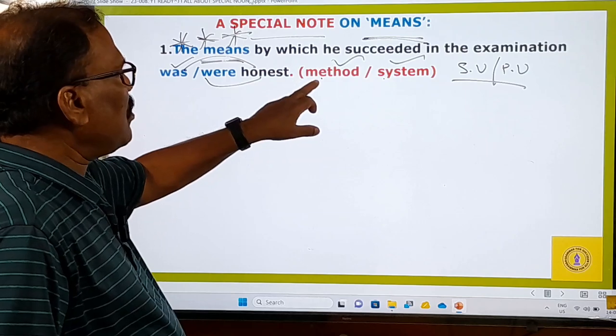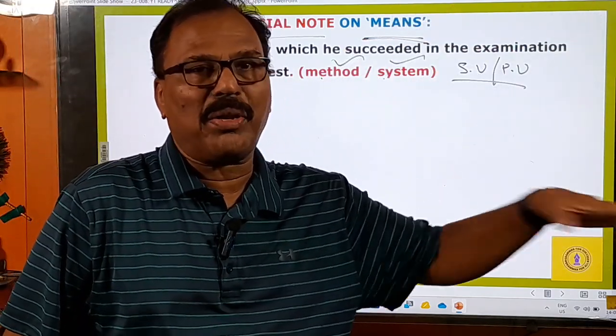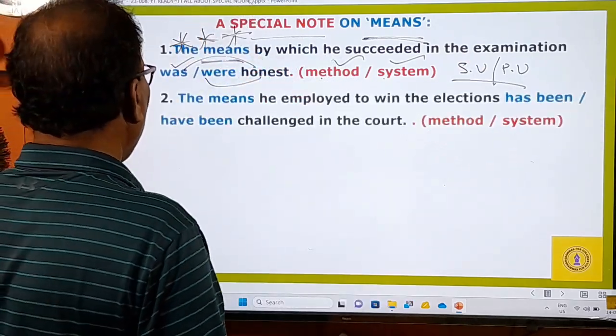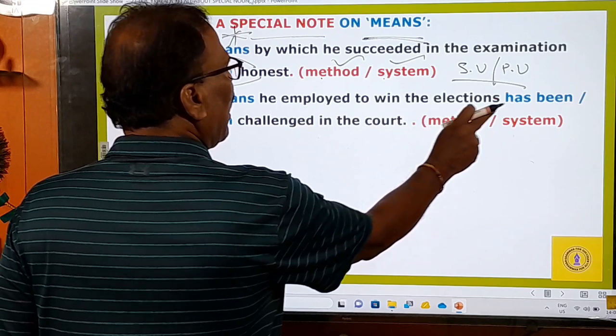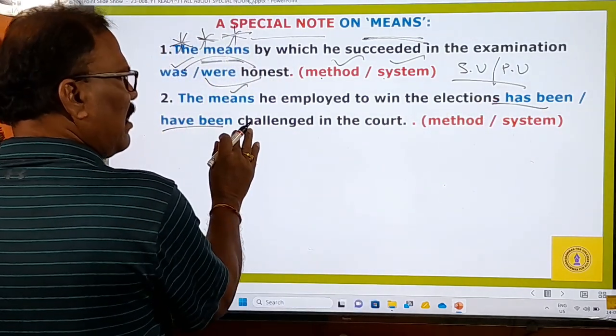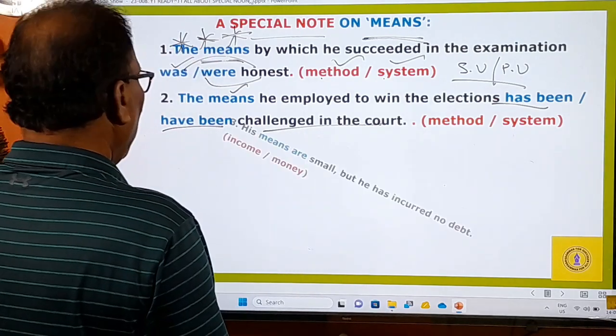When this means is used in this sense, it can take either a singular helping verb or a plural helping verb, no problem. One more example here. The means he employed to win the election has been or have been challenged in the court. Means the method. Okay, two things. And here, one thing is there.